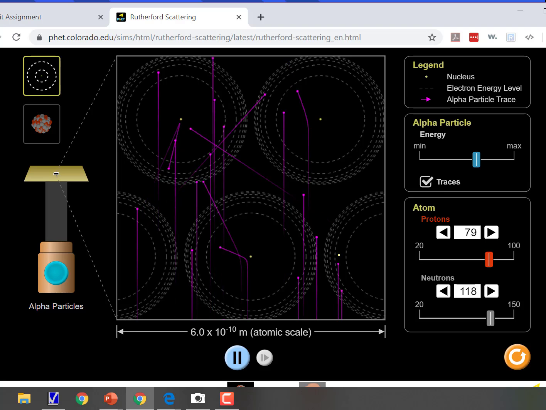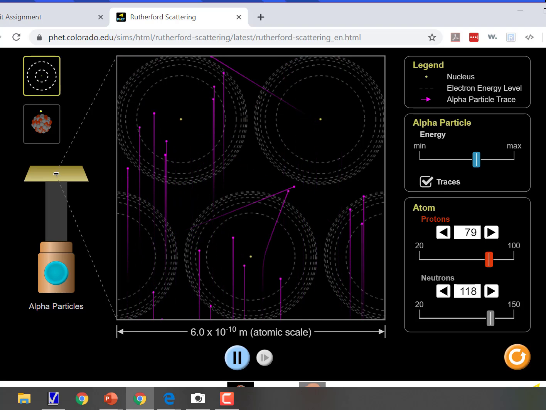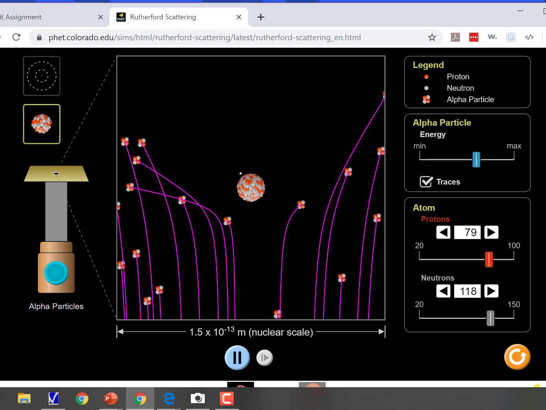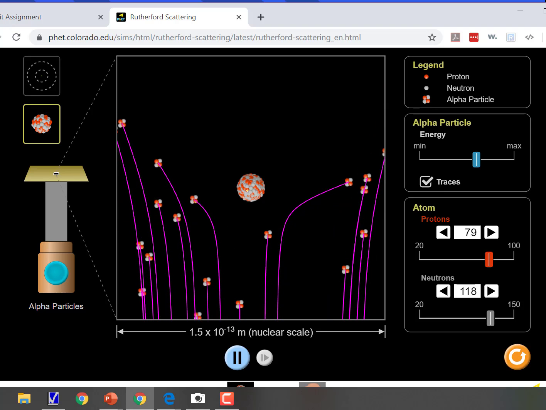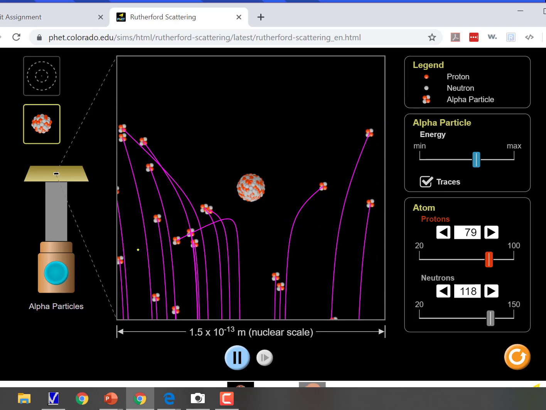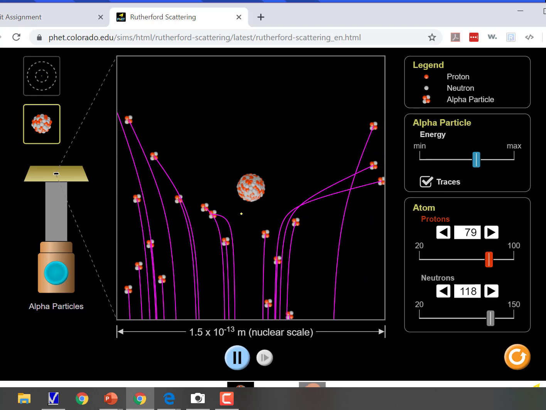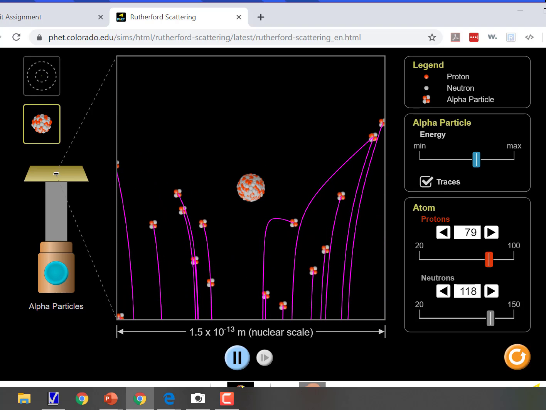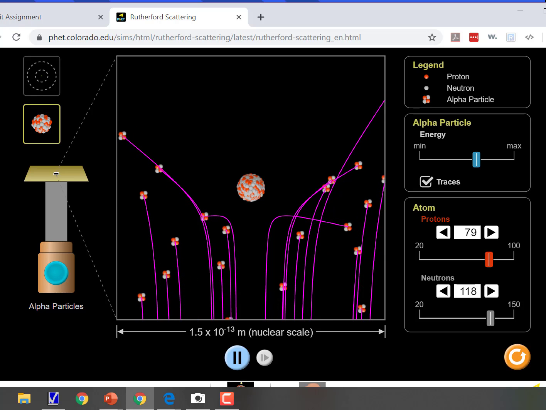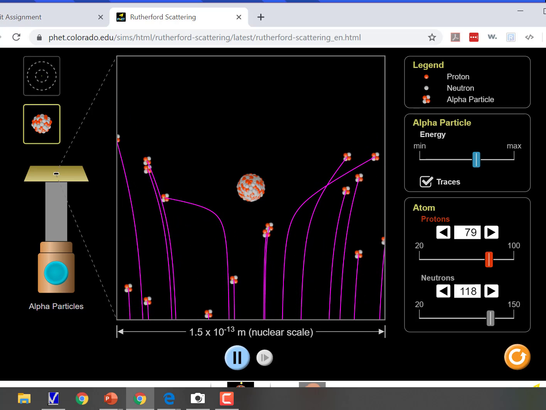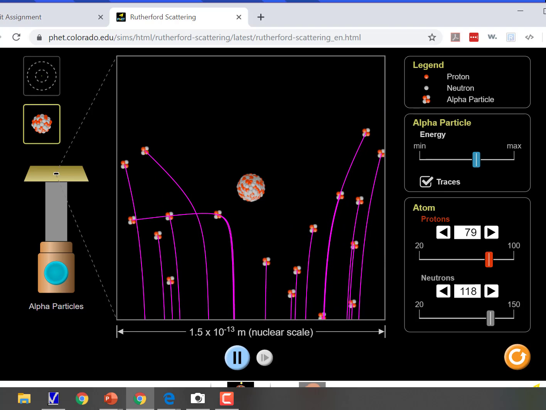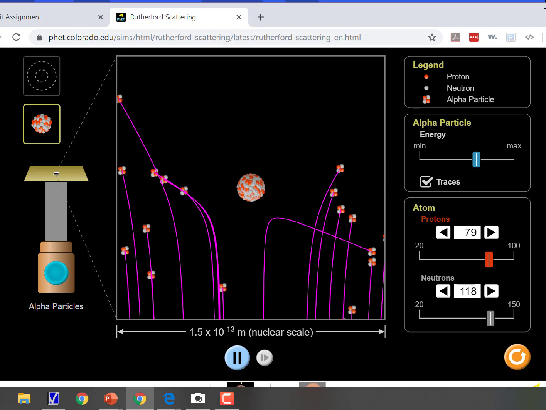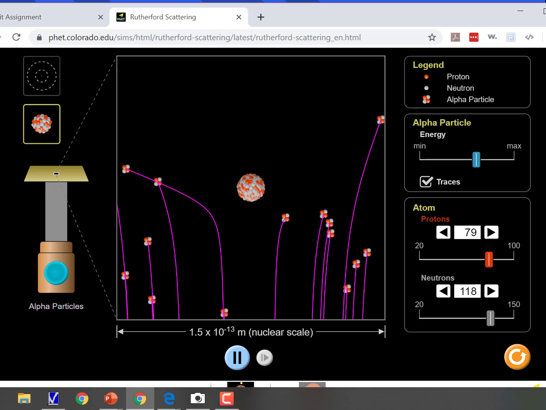Well, maybe we can see it better if we zoom in on the atom, on that dense positive piece. So this is protons and neutrons, positive and neutral pieces, so it's positive. Okay? The ones out here aren't affected very much. As they get closer, they get bent more, and if they come right up the middle, they can bounce back. So by the number that bounced back, he could tell how big the nucleus was. Because the bigger it is, the more we bounce back. Okay. Does that make sense?